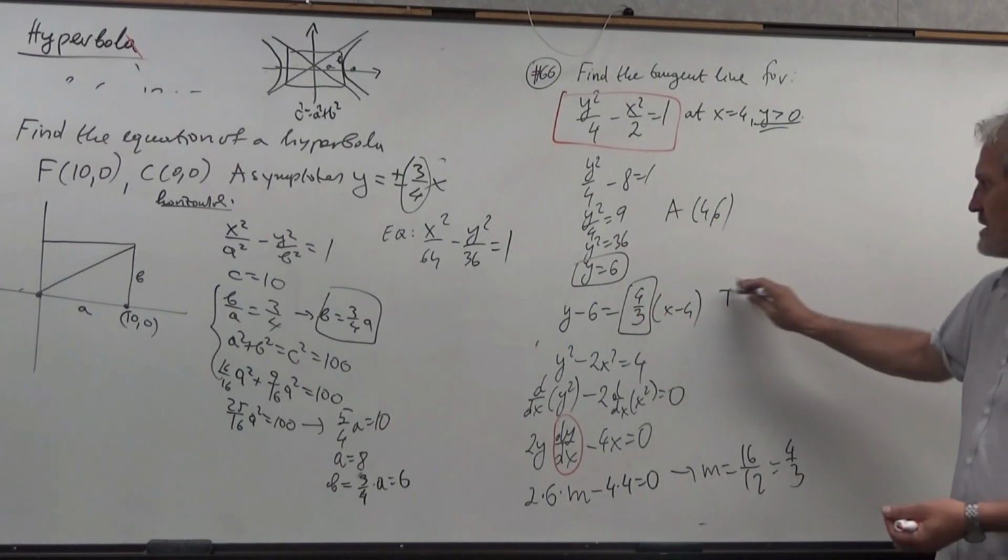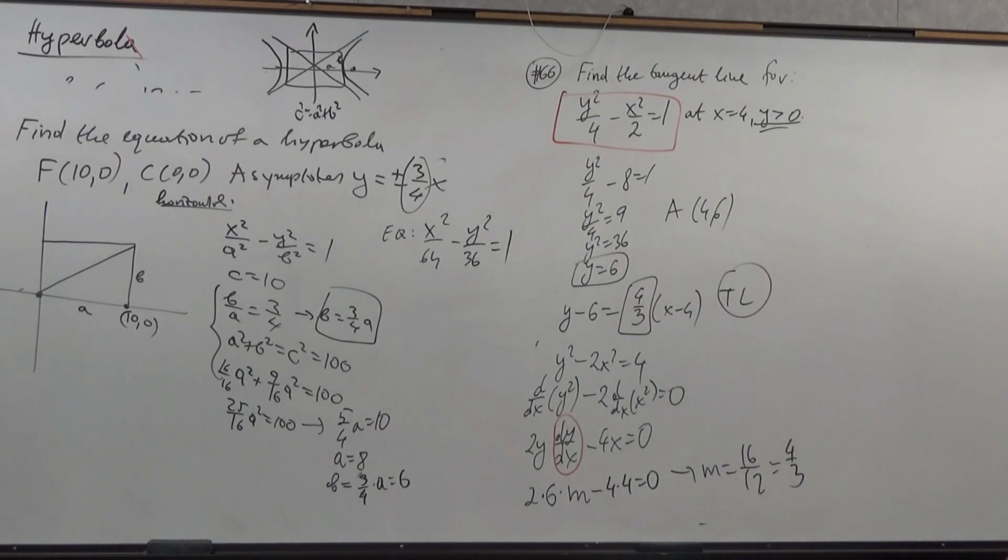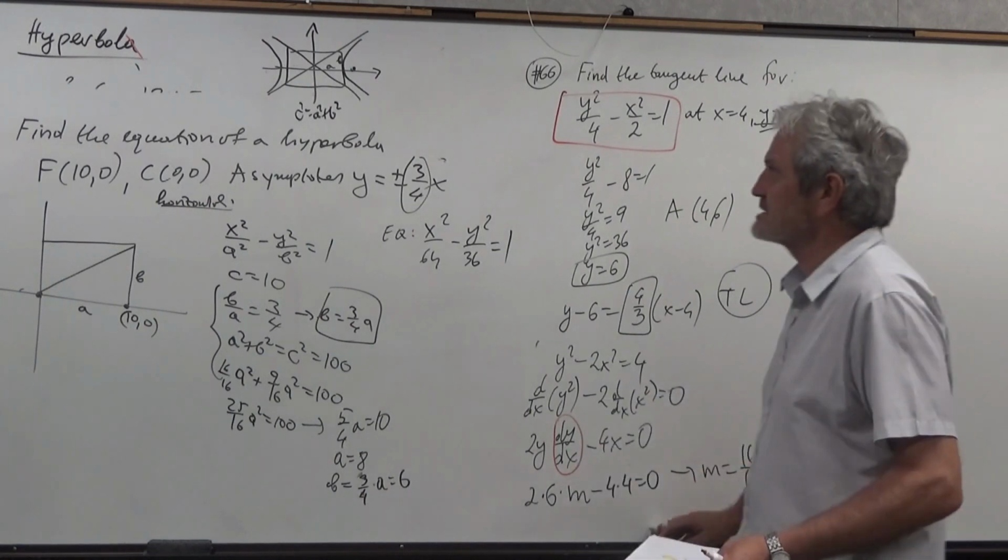So here is the tangent line: y minus 6 is 4/3 times x minus 4. As I said, you can leave it like this.